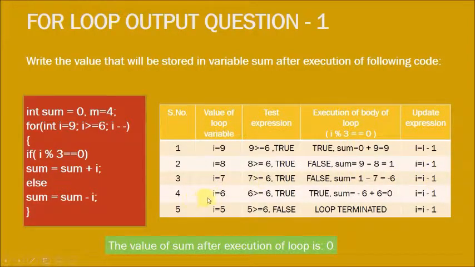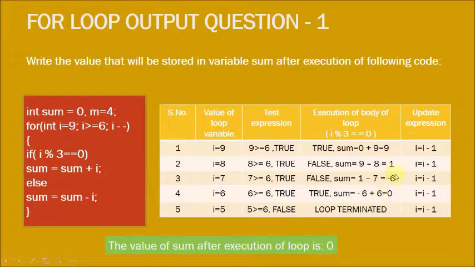So in the next iteration, the value of I is 6. Now again, the test expression is evaluated. Now 6 is greater than or equal to 6. Yes, 6 is equal to 6, so the test expression is true. So the body of the loop is executed. Again, we will check whether I modulus 3 is 0 or not. As 6 modulus 3 is 0, this is true. So sum is equal to sum plus I will be executed.